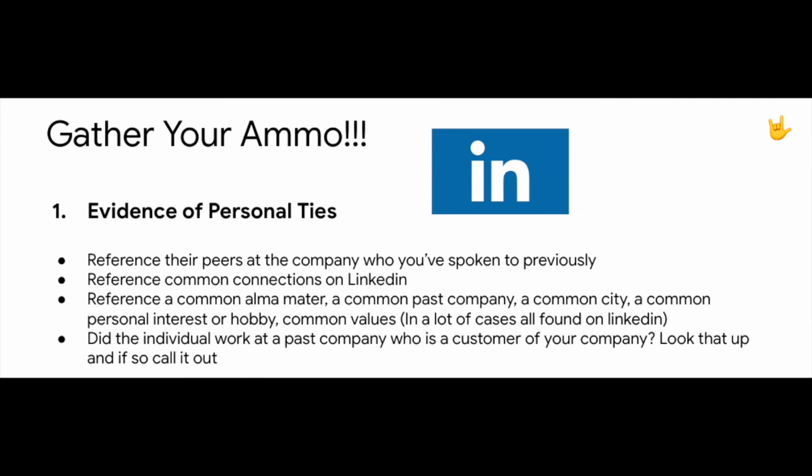If we're looking for evidence of personal ties, we can go to reference their peers at the company who we've spoken to previously. We can reference common connections on LinkedIn, and that's why it's so important to build your LinkedIn Rolodex and maintain it. You can reference a common alma mater, like a common university you attended, a common past company, a common city, a common personal interest or hobby, common values. In a lot of cases, this is all found on LinkedIn. Also, did the individual work at a past company who your current company is working with today? This is more relevant if you're working at a large enterprise company. Look that up so you can call it out.